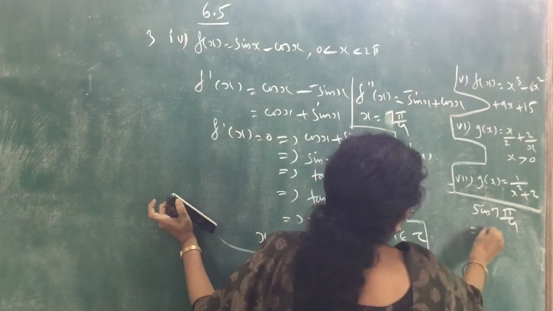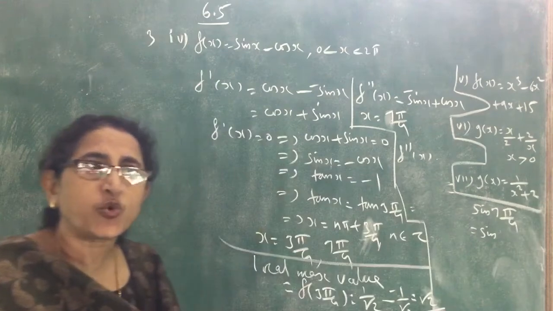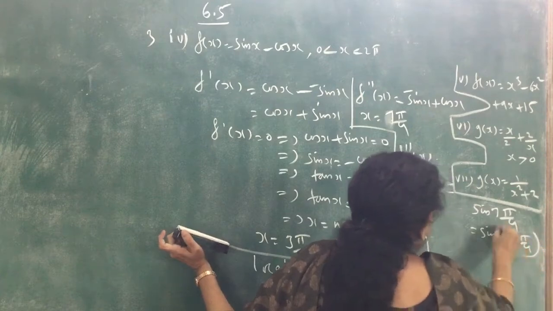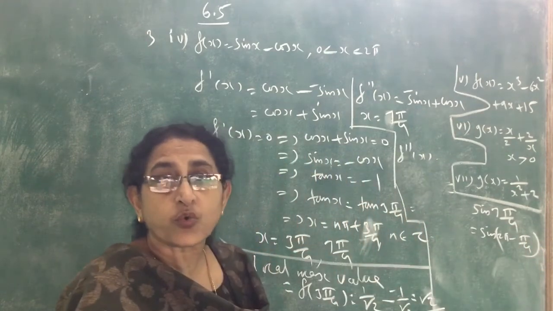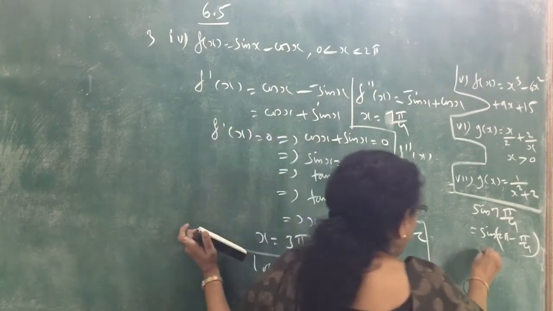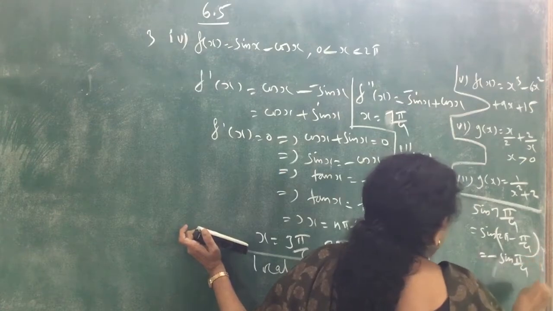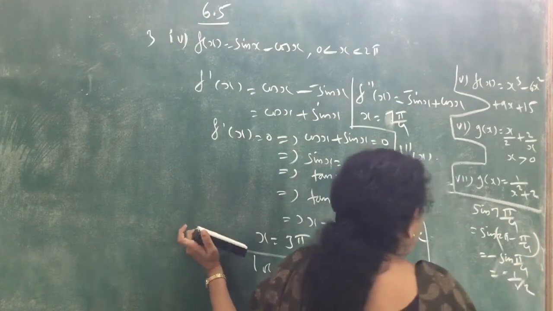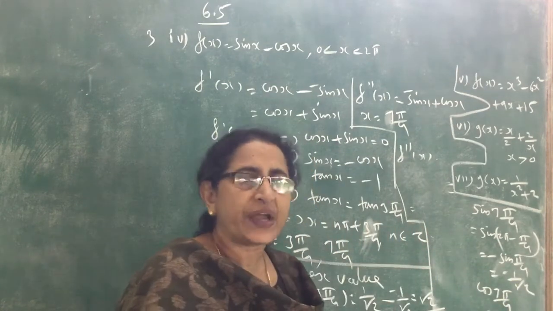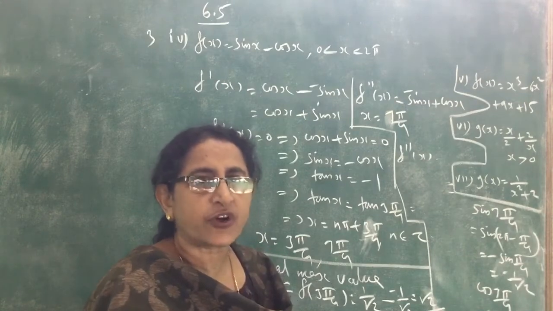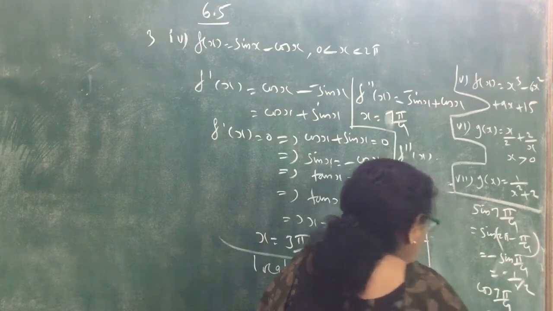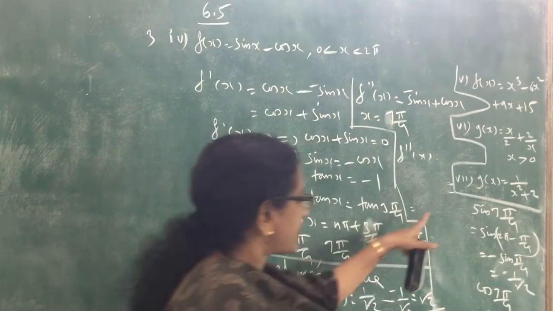Sin 7 pi by 4 means sin of 2 pi minus pi by 4. 2 pi minus pi by 4 means it is the fourth quadrant, and in the fourth quadrant only cos is positive, sin is negative. So minus sin pi by 4, that is equal to minus 1 by root 2. Now cos 7 pi by 4, same way cos of 2 pi minus pi by 4. In the fourth quadrant cos is positive. So that is cos pi by 4, that is 1 by root 2.